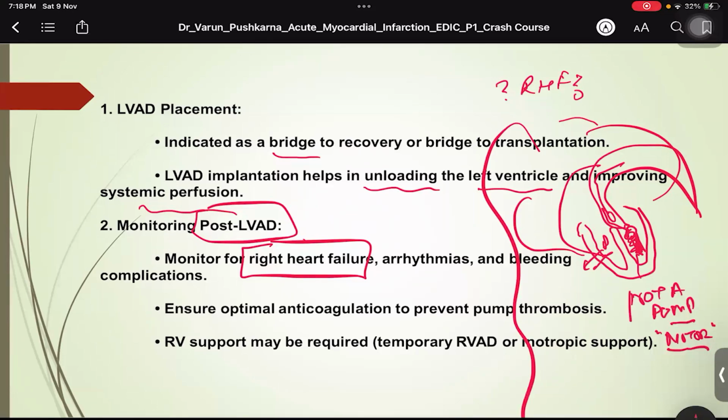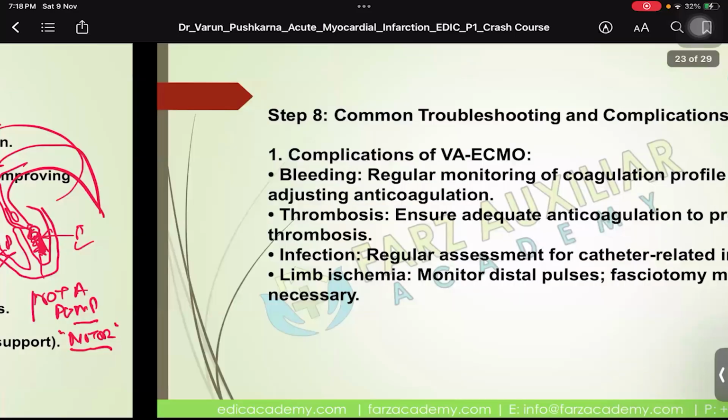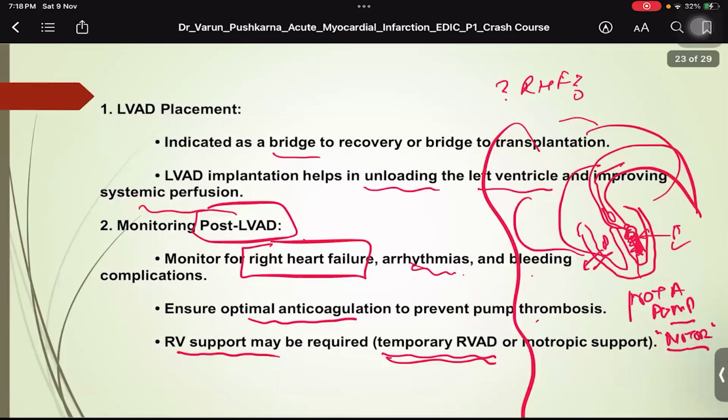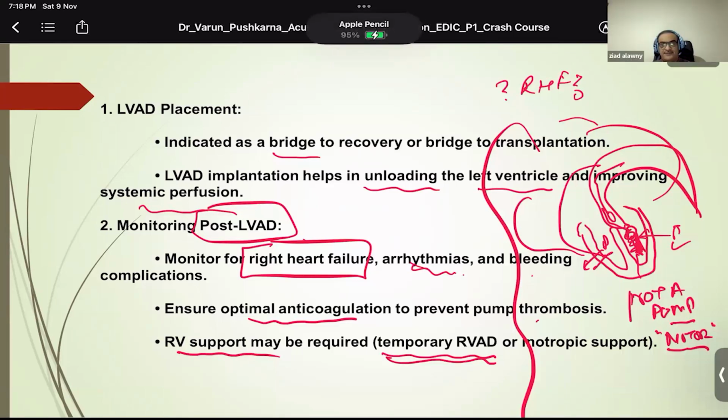peripheral edema. And of course, you need to look for arrhythmias and bleeding complications, because these patients need to be not only on antiplatelets but also anticoagulated. You need to ensure optimal anticoagulation to prevent pump thrombosis. In rare cases, the patient may require a right-sided VAD, ventricular assist device, also to support the right ventricle. Is that clear till now? These are the questions that you'll be asked very commonly.